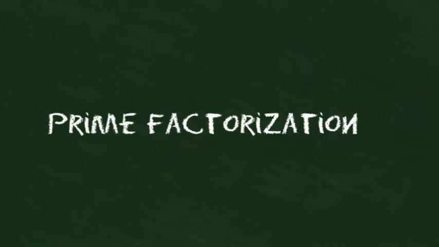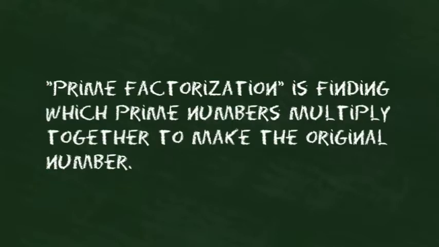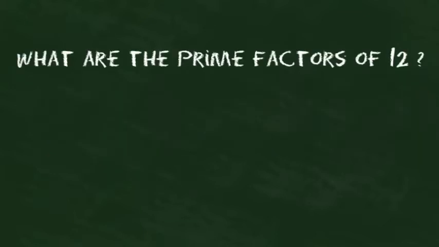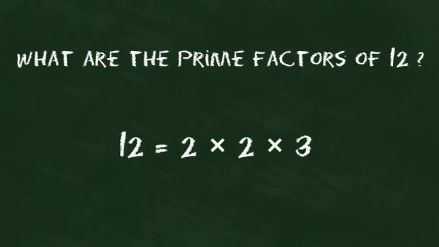Prime factorization. Prime factorization is finding which prime numbers multiplied together make the original number. This is an example of prime factorization. You need to break the number into its prime factors: 2 times 2 times 3 is equal to 12. The prime factors of 12 are 2 times 2 times 3.